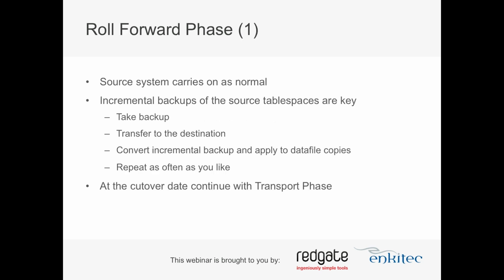Now we roll forward. So the source system ticks on, you know, it's Monday, Tuesday, Wednesday, and we take incremental backups of the source tablespaces. So you take the backup, transport the backup to the destination, you convert the incremental backup, apply it to the data file copies, and this is where the magic is. And this you repeat as often as you like, just to the point where you're very close to production, which would probably be during the weekend. And once you're happy that you're reasonably close to production, you cut over and continue with the transport phase.